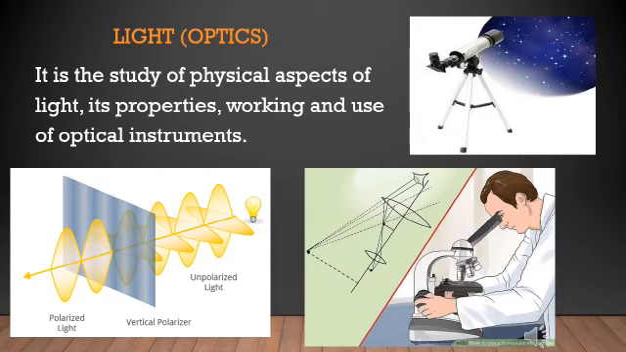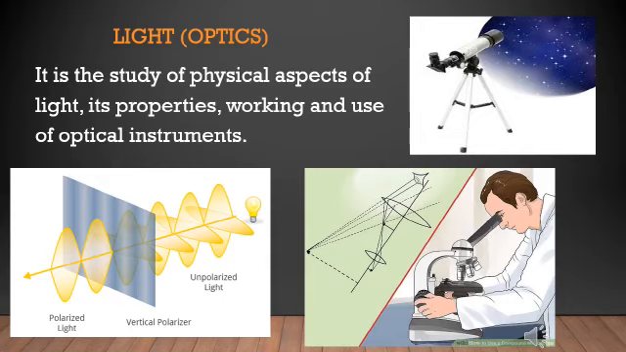This branch deals with the study of the physical aspects of light, its properties, working, and the use of optical instruments. Now, this is the thing we need to understand, that like heat and sound, light also has its physical aspects. We have to observe what the wavelength of the light is, how the light is moving, how the light is bending. We observe the light through different phases.